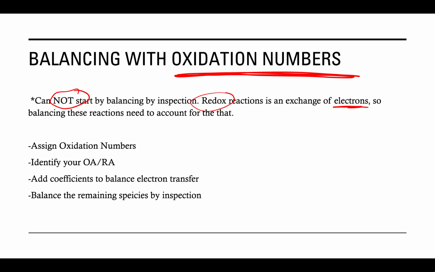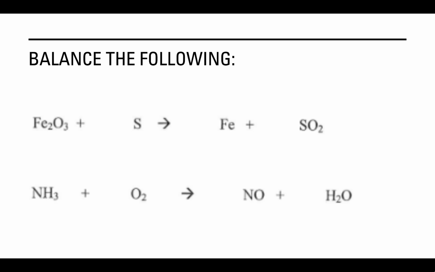So to do that, these are our steps. You assign your oxidation numbers. In the process, you will identify your OA and your RA, and then you would want to add a coefficient in front of the species so that we can balance out those electrons. Once we've placed those values, then you can balance the rest by inspection. So let's take a look, and sorry about this, the formatting made this part a little bit blurry.